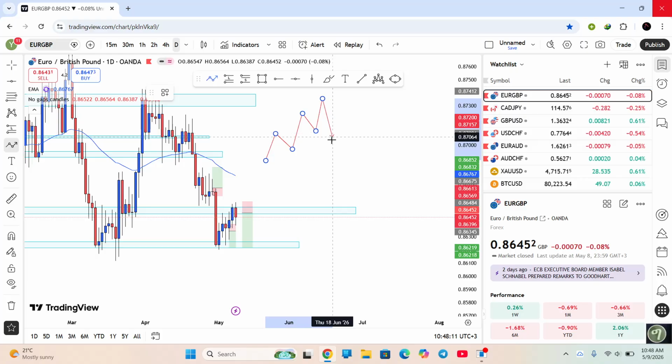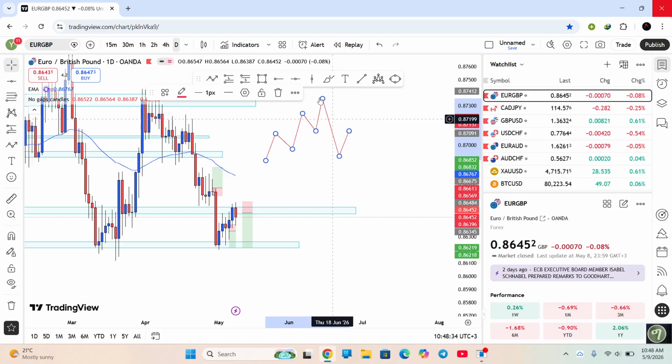Then after we shift the structure, we need to form that pullback, or that lower high, or that retracement, or discount level, whatever you want to call it. You do not want to take the trade on the lowest point. You need to wait for that retracement. So the key thing is, how do we identify that the lower high formation is done? How do we know if it's done or not?